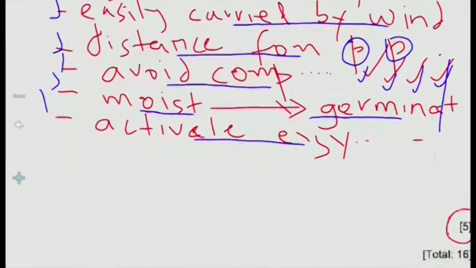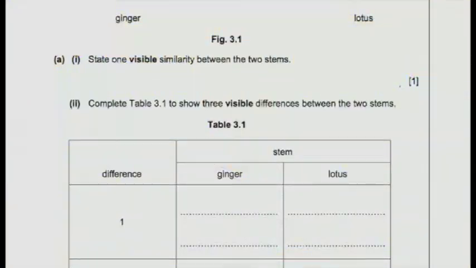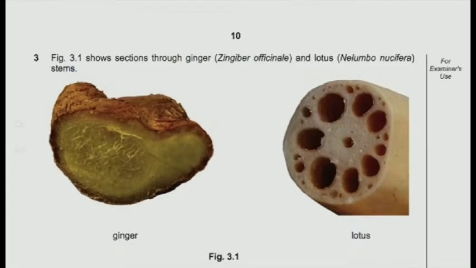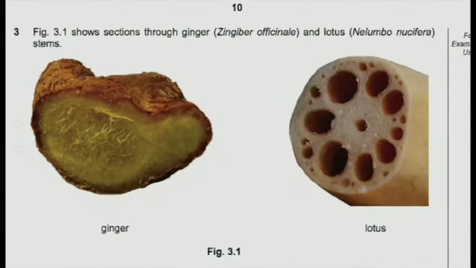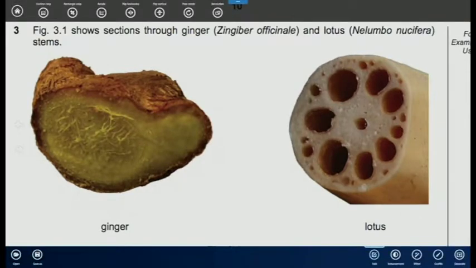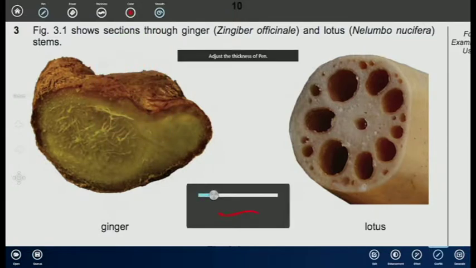Let's move on to the next question, which is question number C3, which reads, Figure 3.1 shows sections through a ginger and lotus stems. So we are now looking at stems. We're no longer looking at the fruits, but we're looking at stems now.